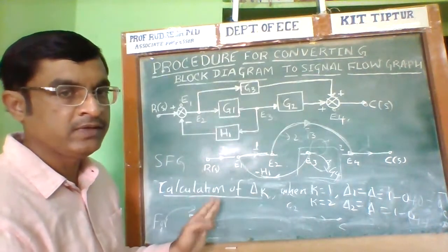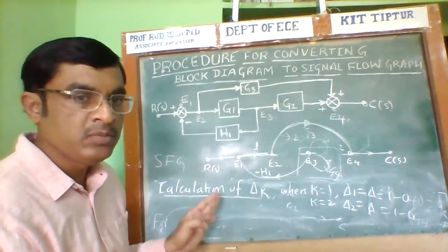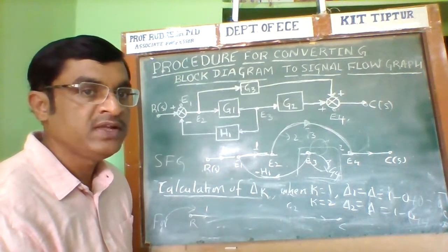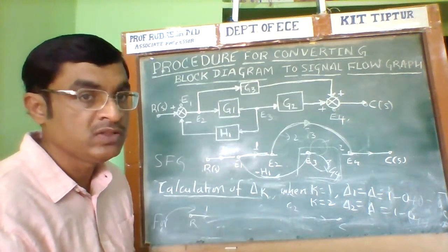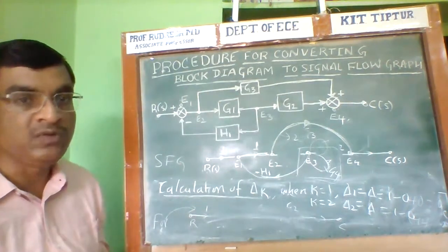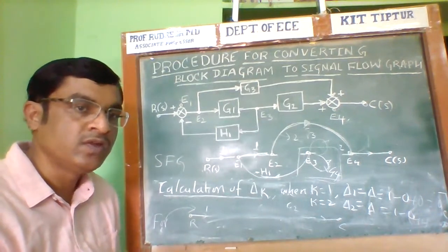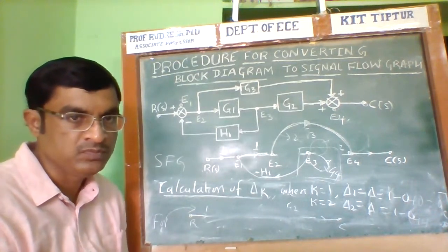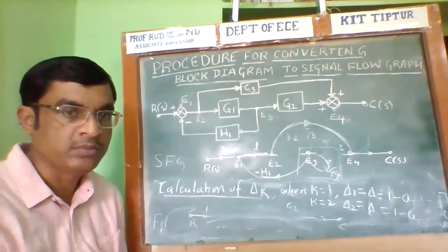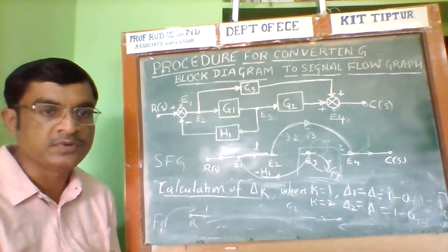This is the way of calculating the delta K. Delta K can be calculated in a similar way to calculating the delta, but for the part of the graph which is not touching the forward path. This is very important in signal flow graphs. You should remember it. This can be understood by solving more examples. You have to go through the book and work on more examples. Then you can easily understand this delta K concept.